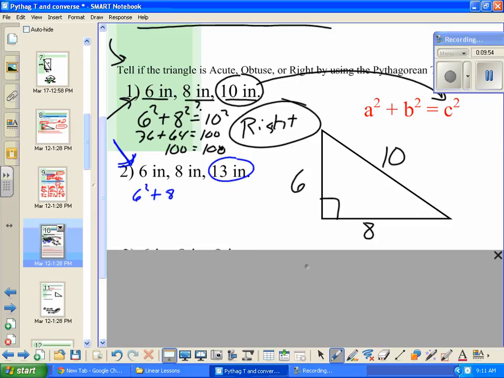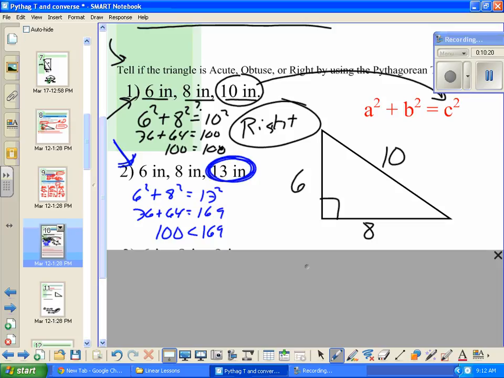Well, if I put the numbers in, like I was doing, 6 squared plus 8 squared, and then again 13 squared has to be C because that's the biggest side, so equals 13 squared. 6 squared gives me 36. 8 squared gives me 64. 13 squared is 169. If I add 36 and 64 again, I still get 100, but that's less than 169. So realize what happened here.